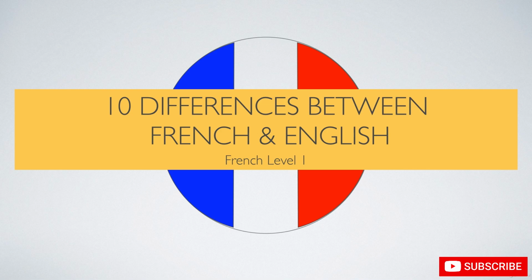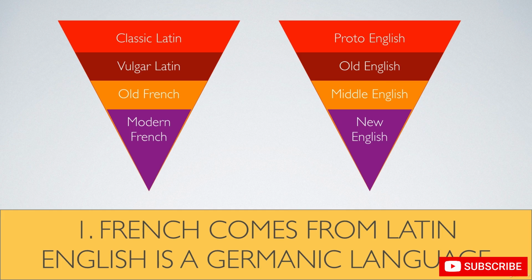In this lesson, we're going to be talking about 10 differences between French and English. So let's get started. The first thing is that French comes from Latin, whereas English is a Germanic language. We can see the progression of the languages here in the two diagrams. To the left, we have French.